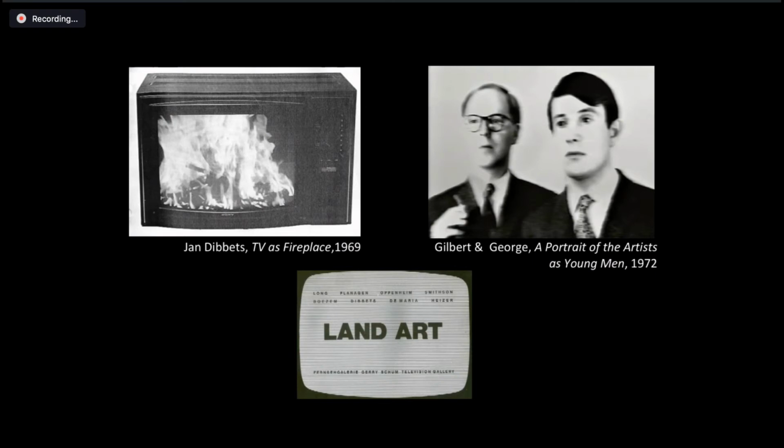And the other is Gilbert and George's portrait of the artists as young men, which is a really classic piece in their Living Sculptures series. And in this, they just, of course, are standing still. But when you encounter this on television, it has this experience of a rupture in the transmission. Did something go wrong? Did they forget their lines? Is there a technical glitch?